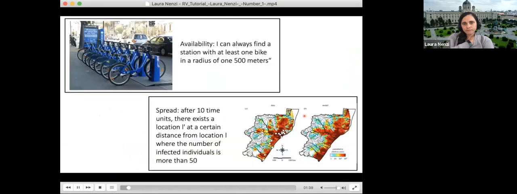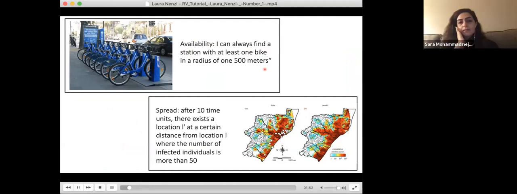Then we can see on each of them some property that could be interesting to study. For example, for the bike sharing system, you would like to have bikes always available in each station, or maybe if in a station there are no bikes, you would like to find a station that is close to your station, in a radius of no more than 50 meters, where you will find a bike.